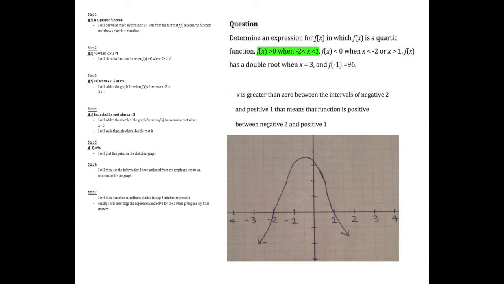So, step 2, I will sketch a function for when f of x is greater than 0, so when x is greater than -2 and less than 1. But first, I want to talk about how I'm going to do that. Since we know that f of x is greater than 0, which means it's positive, between the intervals of -2 and +1, that means the function is above the x-axis.